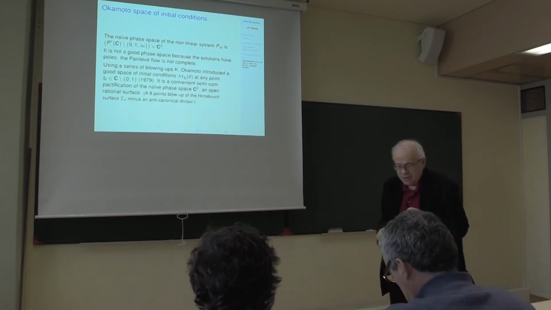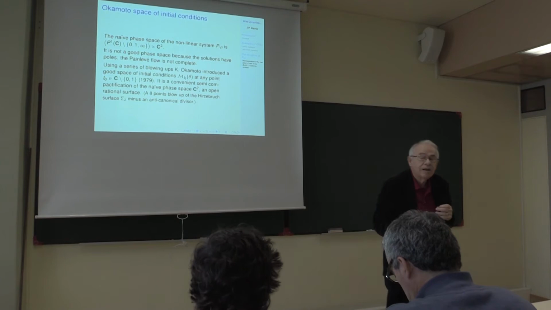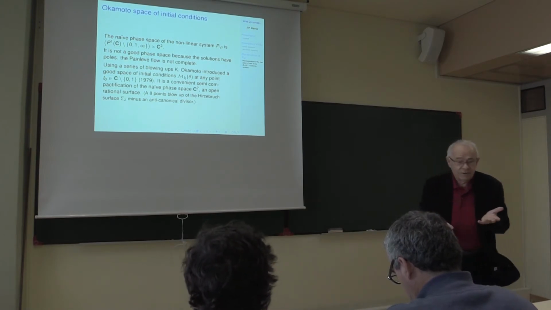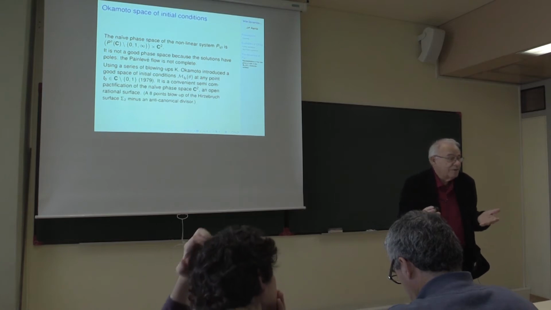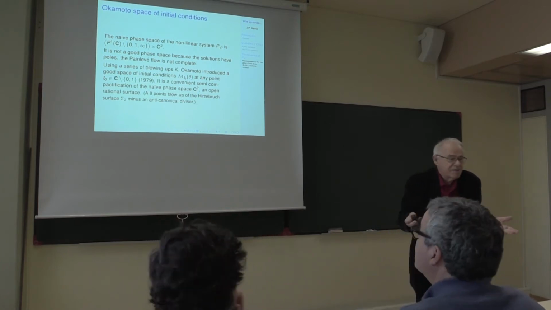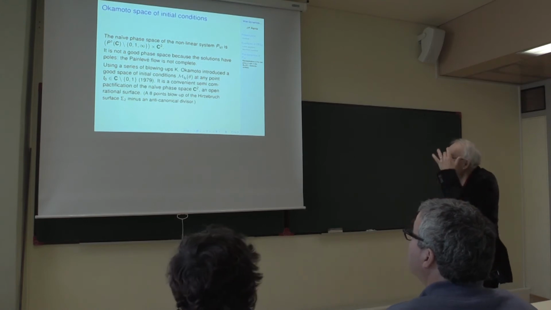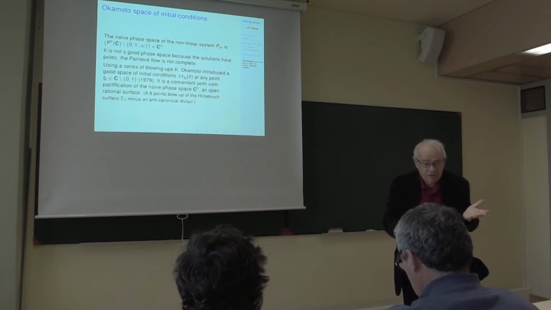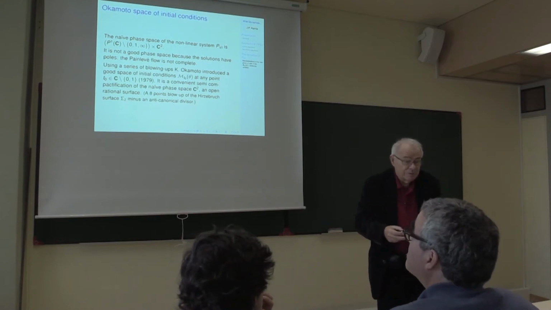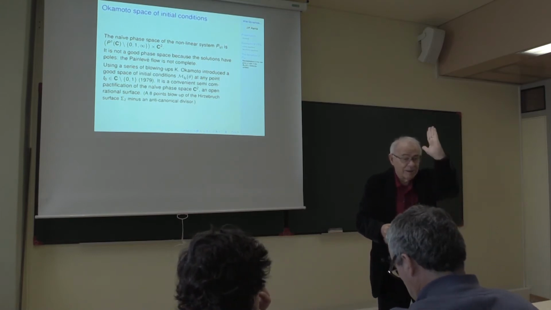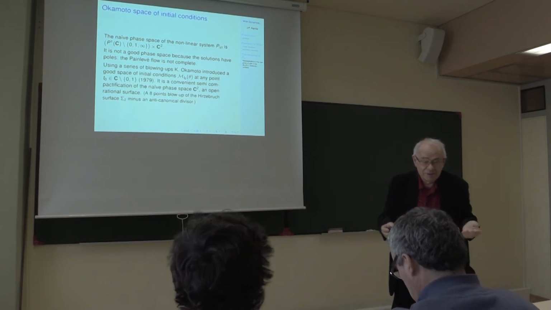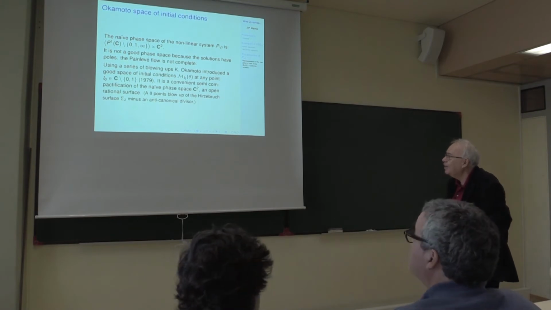Okay, now this Okamoto space of initial condition. Of course, if you look at the Painlevé equation, you have a naive phase space, C2. This one is not so nice because the solutions have poles. So you follow a solution, and sometimes you get a pole, and this solution disappears at infinity. So it's not such a good picture.